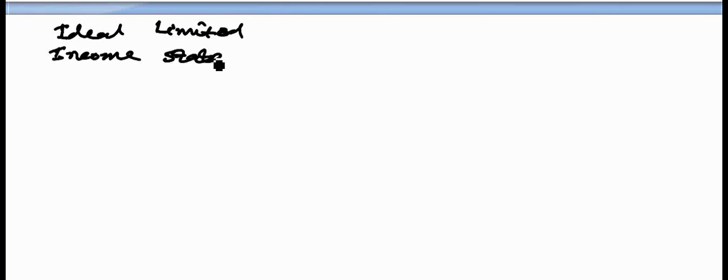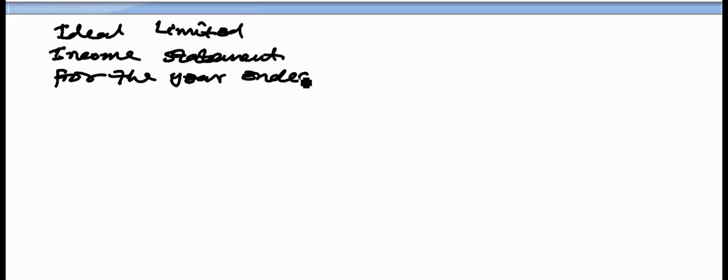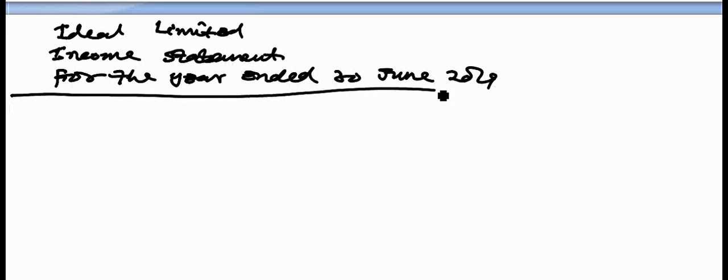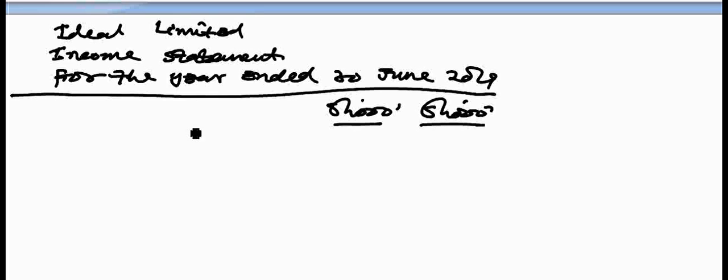So the name of the company is Ideal Limited. So we say Ideal Limited income statement for the year ended 30 June 2019. Then we underline that. We say shillings in thousands. Then we can begin with sales.